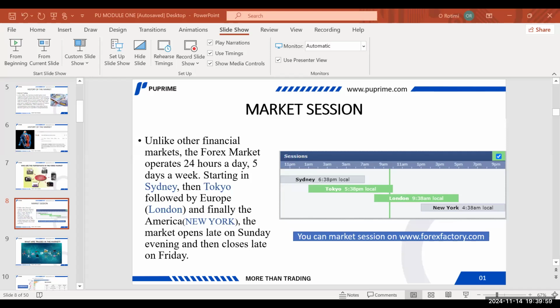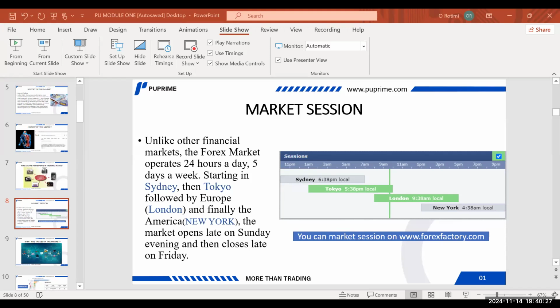I'll take that again. Tokyo session runs from 1 a.m. to 10 a.m. London session runs from 8 a.m. to 5 p.m. And New York session runs from 1 p.m. to 10 p.m. Again, Tokyo session 1 a.m. to 10 a.m., London session 8 a.m. to 5 p.m., New York session 1 p.m. to 10 p.m.